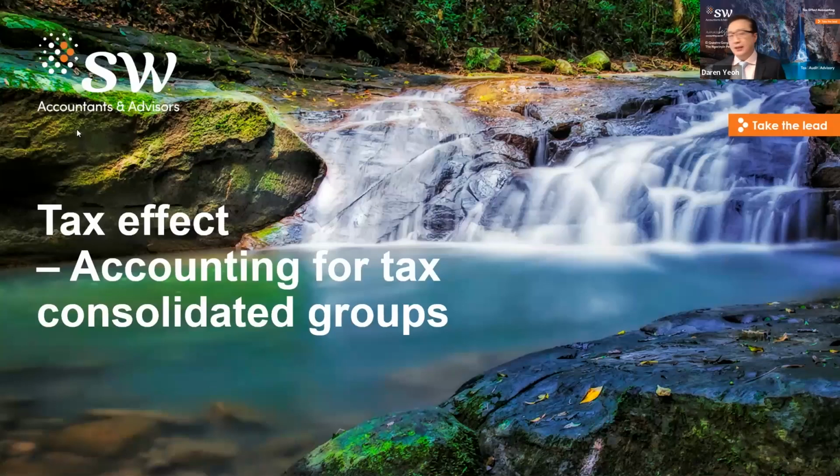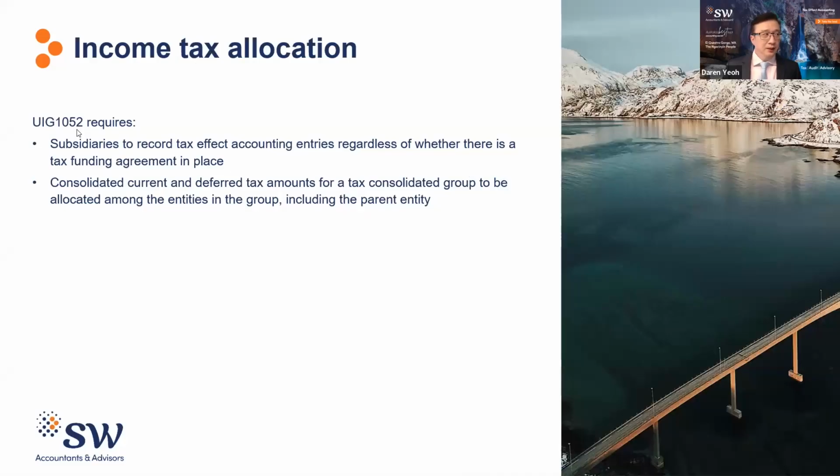So that's business combinations. Now we'll look at how we account for income taxes for a tax consolidated group. UIG 1052 basically requires bottom-up calculations. I've seen different groups perform their tax effect calculations in different ways.